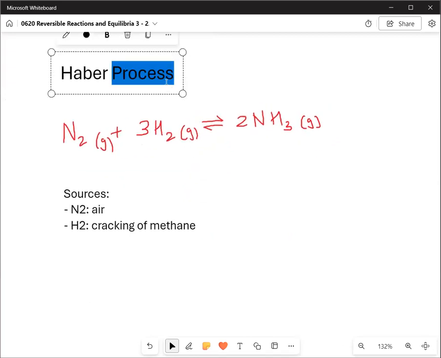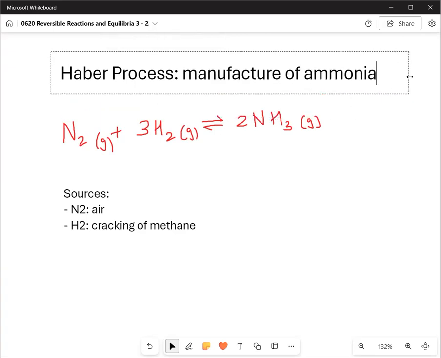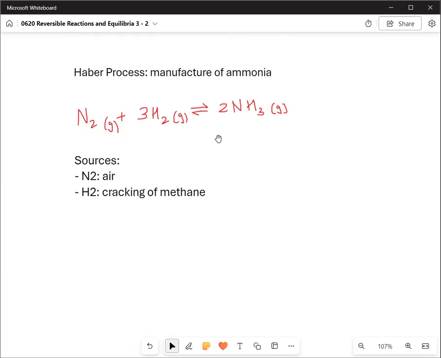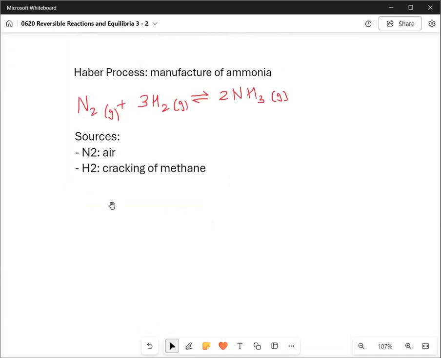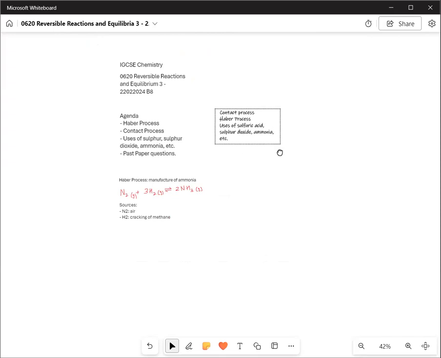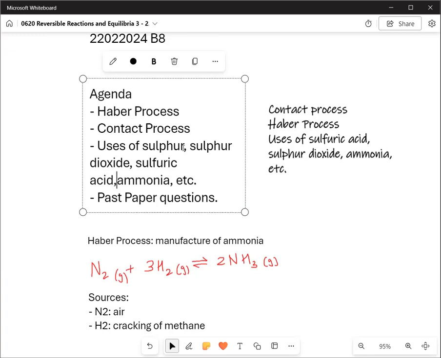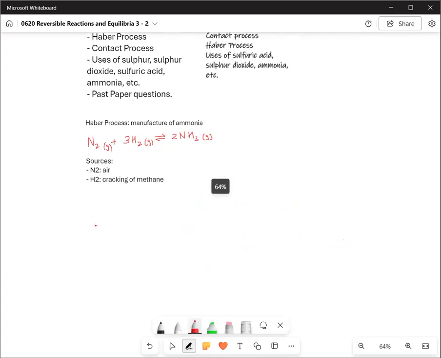Now, what are we making? Haber process is the manufacture of ammonia, right? Now, after this, we also have this thing, which we're supposed to do. Sulfuric acid. Now, we made ammonia, right? Ammonia from here, which is NH3 gas. We got the sources as well. Now the conditions.